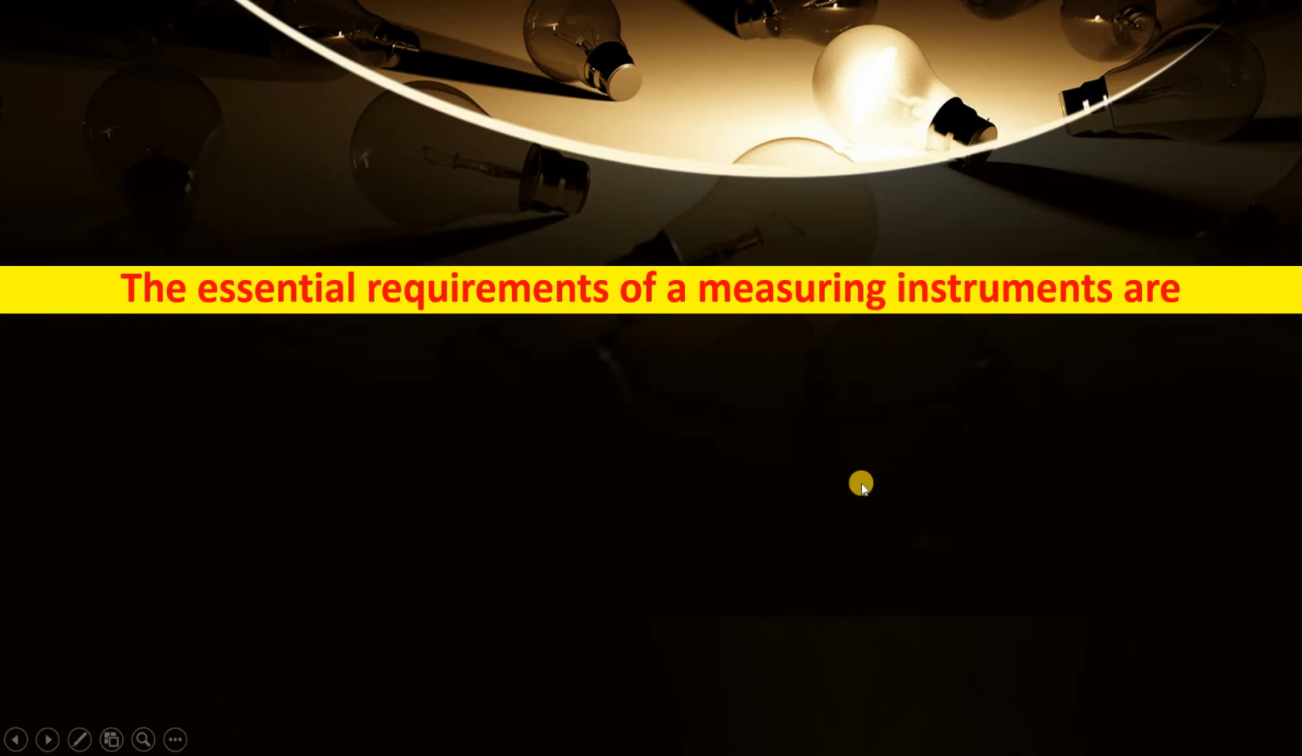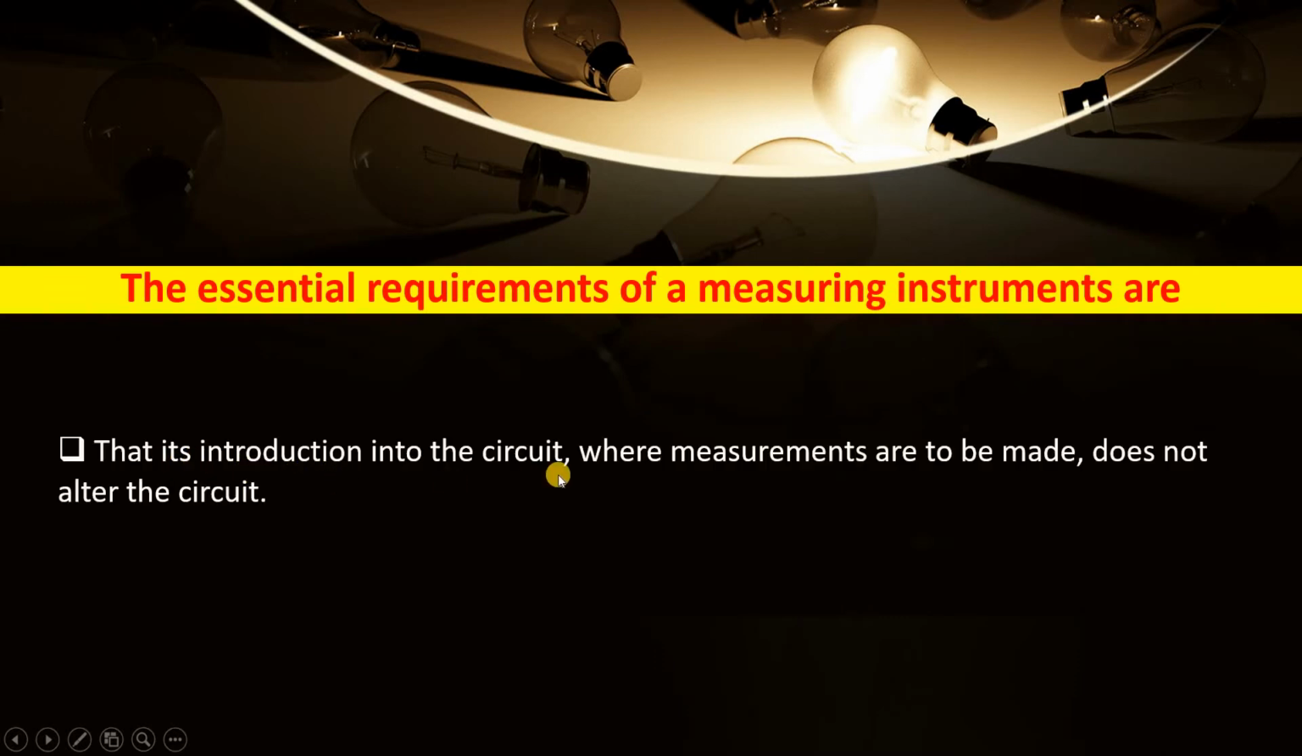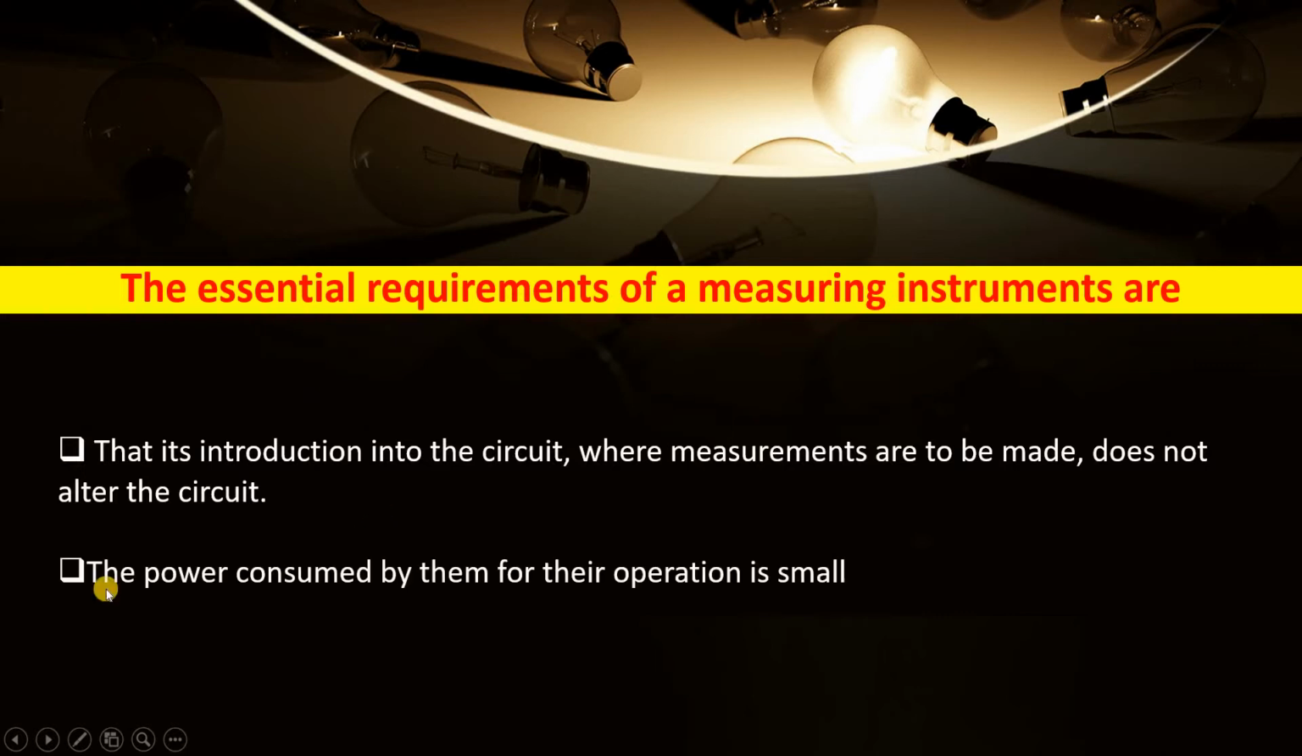The essential requirements of any measuring instrument are: whenever you introduce an instrument into a circuit where measurements are to be made, it does not alter the circuit. That is the first point. When we introduce a measuring instrument into a circuit, it will not affect the circuit. The second point is that the power consumed by them for their operation is small. The power consumed by the instrument must be small.